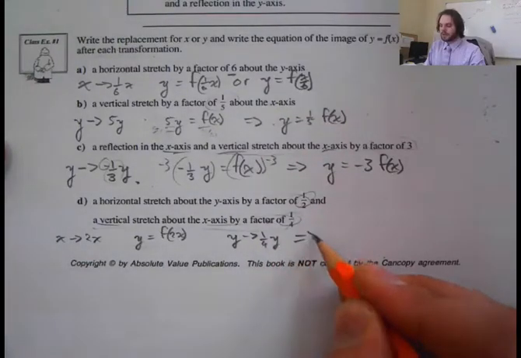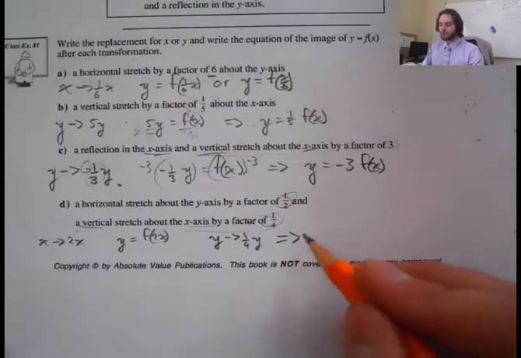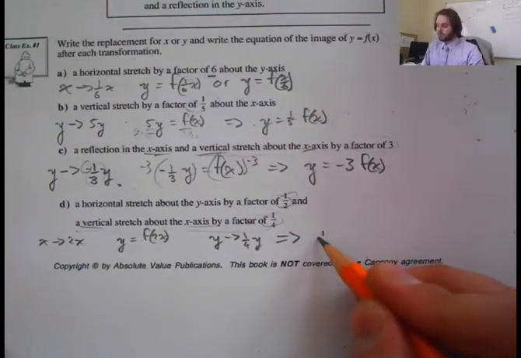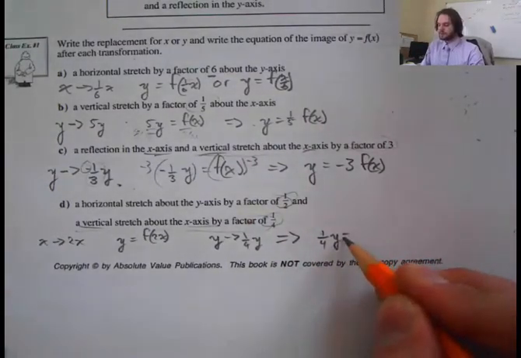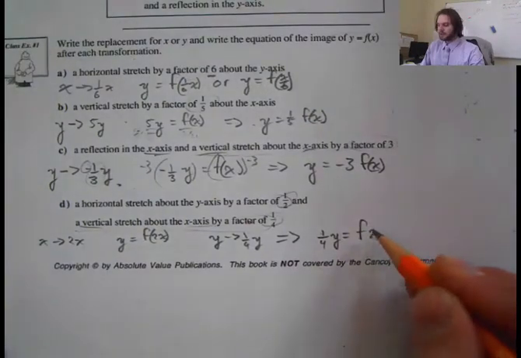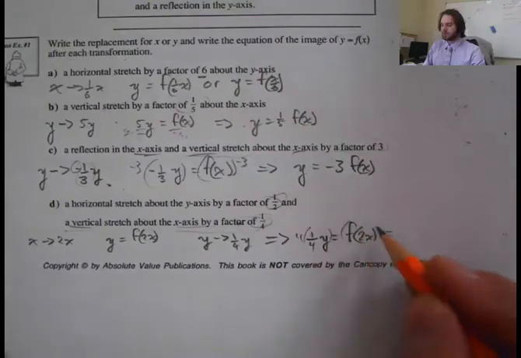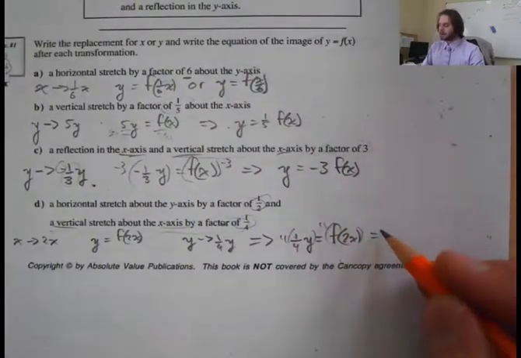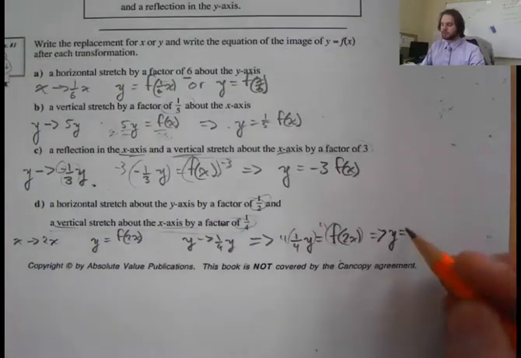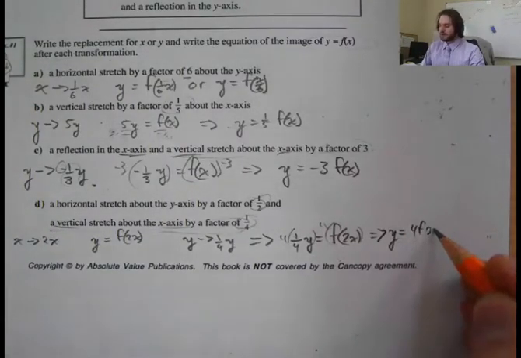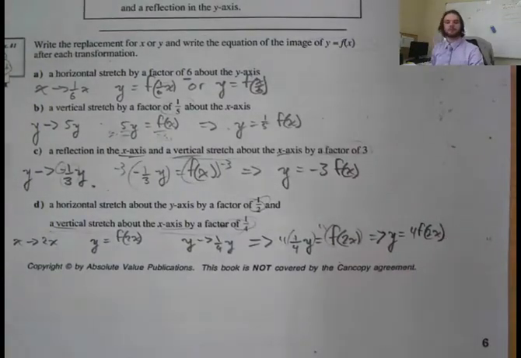So we end up getting 1 over 4y is equal to f of 2x. This can be simplified, multiply both sides by 4. We end up getting y is equal to 4f of 2x. Okay? So that's all we have to do.